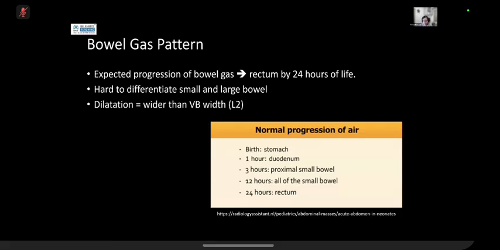It is hard to differentiate what is small and large bowel in neonatal plain films, so we never try to say it. We just tell them where the bowel gas pattern is and how it looks, in what distribution. And when you say dilatation, it's always when the bowel diameter is wider than your vertebral body width, normally that of L2. So if it's wider, you say it's dilated. If not, it's just unremarkable.